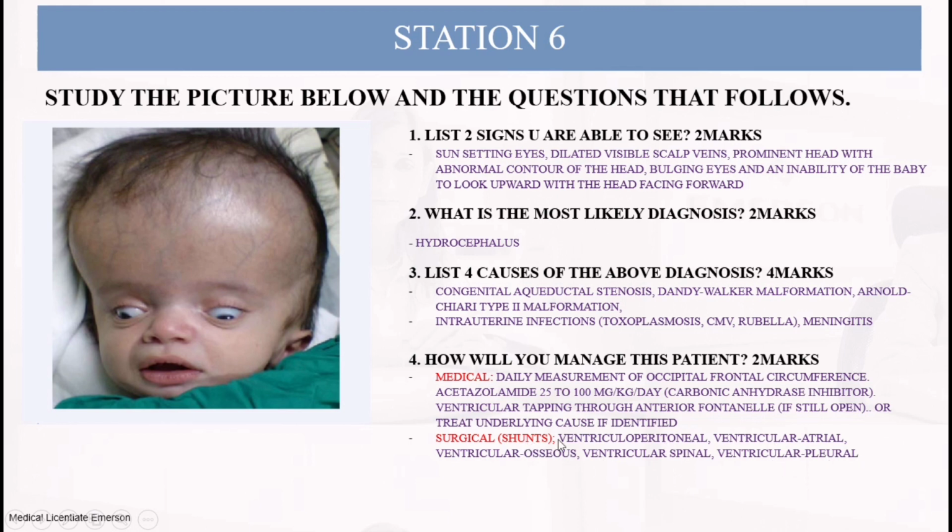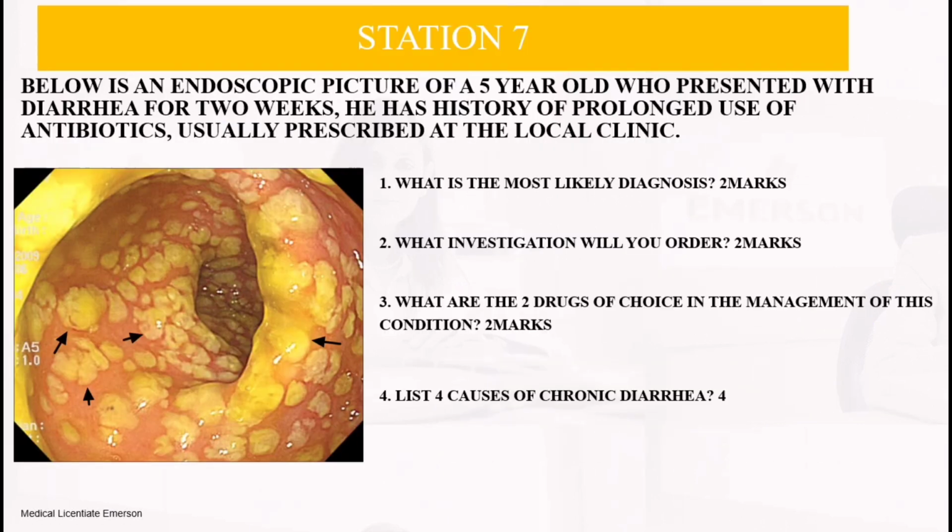Okay. Then station 7. Below is an endoscopic picture of a 5-year-old who presented with diarrhea for 2 weeks. He has a history of prolonged use of antibiotics, usually prescribed at the local clinic. So this is the point. Then what is the most likely diagnosis? What investigations will you order? What are the two drugs of choice in the management of this condition? List four causes of chronic diarrhea.